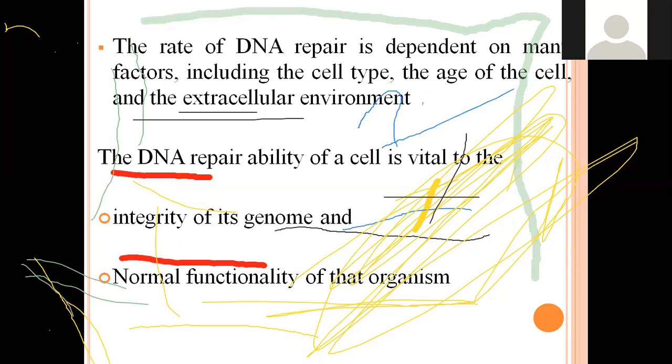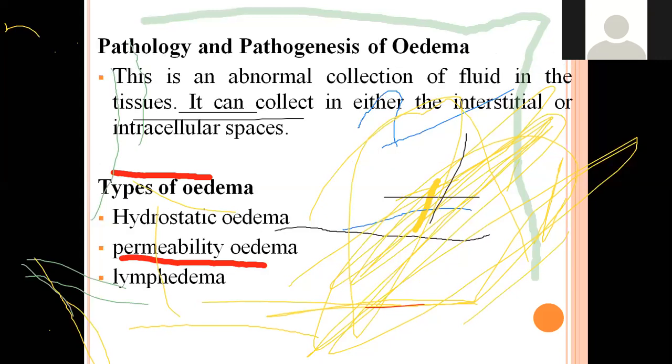The type of the cell, the age of the cell. If the cell is aging already, then the repair may not be possible. Then the extracellular environment of the cell. DNA repair ability of a cell is vital to the integrity of its genome and the normal functionality of that organism. So because DNA is very important in the cell.